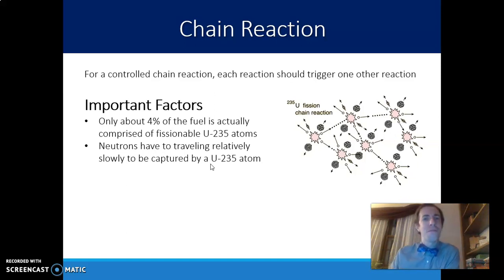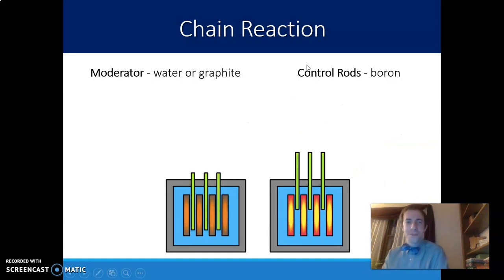Now, there are some important factors here. Only about 4% of the fuel is actually fissionable. That uranium-235, only about 4% of it can actually undergo this process. And the neutrons to produce that fission reaction have to be moving at a relatively slow pace in order to be captured by that uranium-235. So the way that this is produced is there are two main features of the nuclear power plant that we have to play with. The first is the moderator.